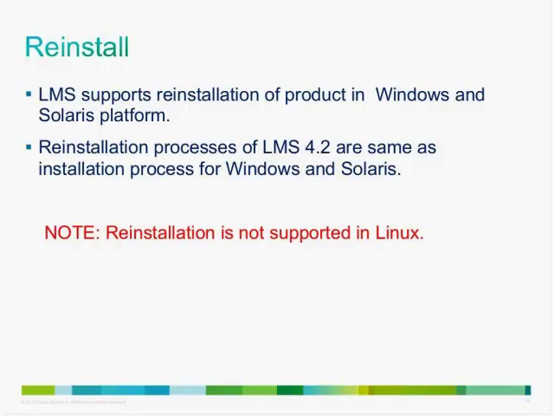Reinstall. For reinstall, like if you have already installed and you want to install another Cisco Prime box, LMS supports reinstallation of the product in Windows. So for example, if you have 4.2 installed and for some reason you think that you need to reinstall it, you don't need to uninstall the entire Cisco Prime and do the installation again. You can simply rerun the executable file and then it will rewrite the entire installation if there is any problem.